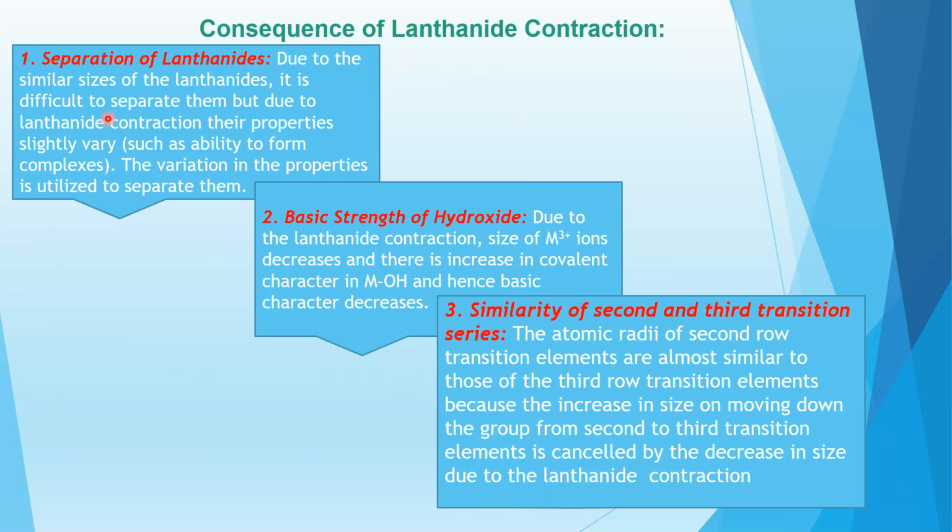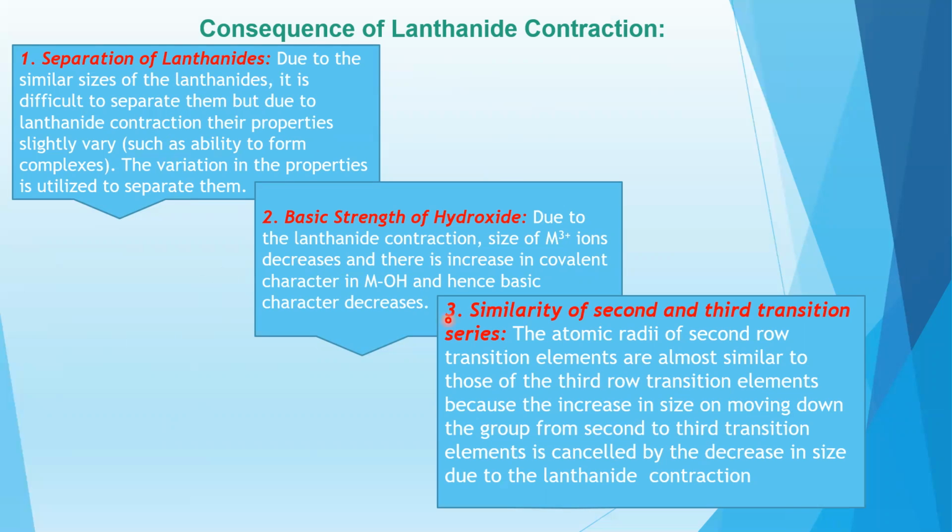So what happens in the separation of lanthanides? Due to similar sizes of lanthanides, it is difficult to separate them. But due to lanthanide contraction, their properties vary slightly, such as the ability to form complexes. The variation in the properties is utilized to separate them.